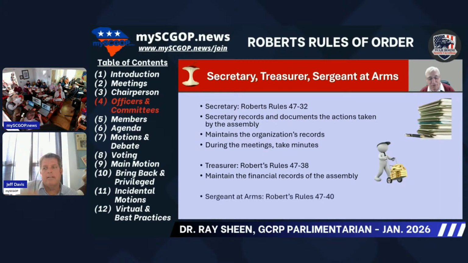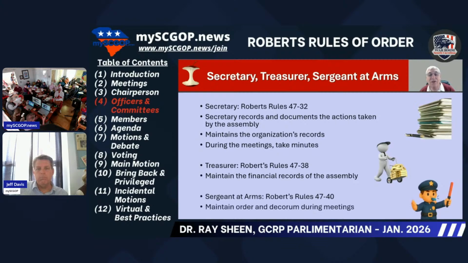Another officer to discuss is the Sergeant at Arms. The duties are listed in Robert's Rule 47-40. This individual assists the chairman of a meeting to maintain order and decorum. The individual is normally responsible for setting up the physical arrangements in the meeting space.